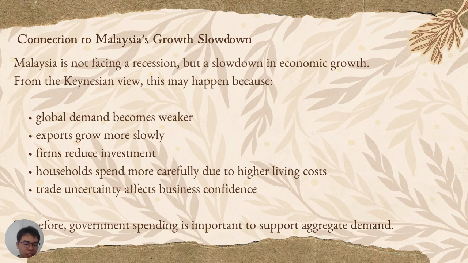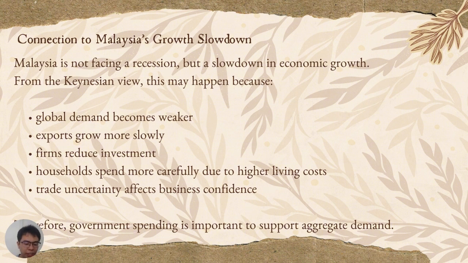In Malaysia's case, the issue is not necessarily an economic recession. It is better described as a moderation in economic growth. When the economy continues to expand but at a slower pace, this situation can be explained through the Keynesian view. Malaysian growth depends on several components of aggregate demand, especially household consumption, private investment, government spending, and export.